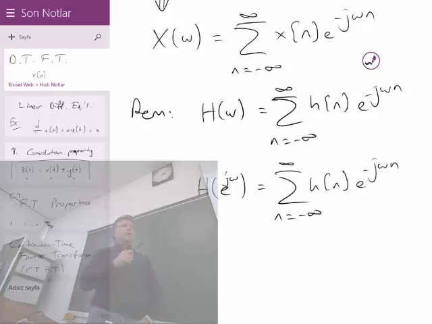But e to the j omega inside the argument, H of e to the j omega means nothing. It's the same as saying H of omega. It's a function of omega. But the representation is like this.